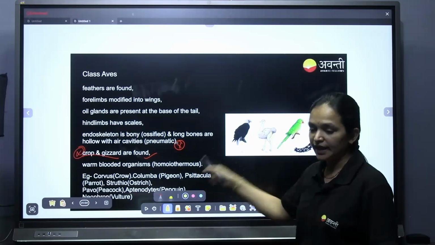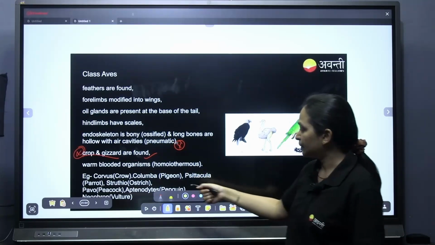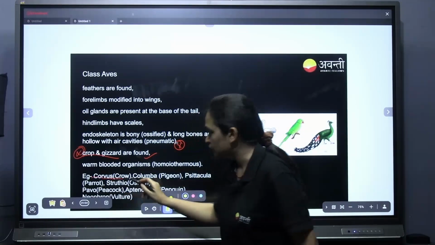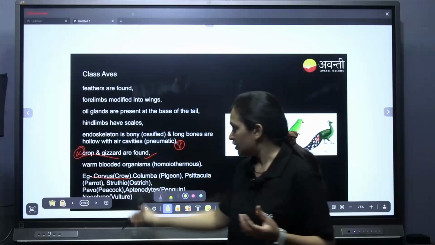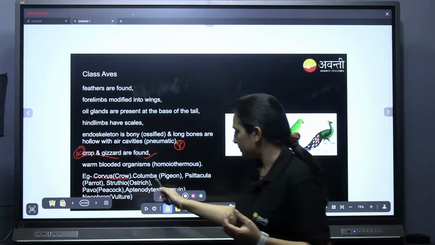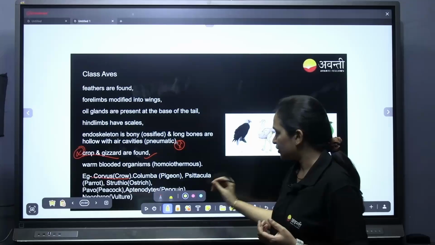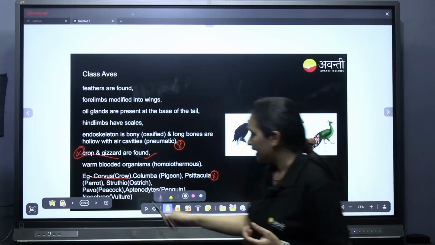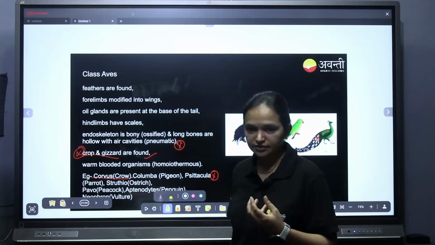These are warm blooded like us, and examples are Corvus, crow, and Columba, pigeon, Psittacula, important, that is parrot, and Struthio, that is ostrich.